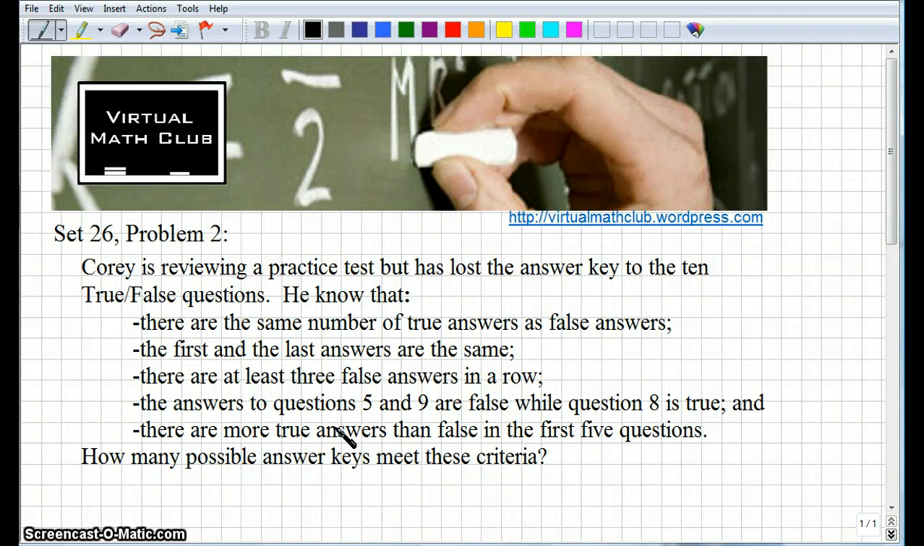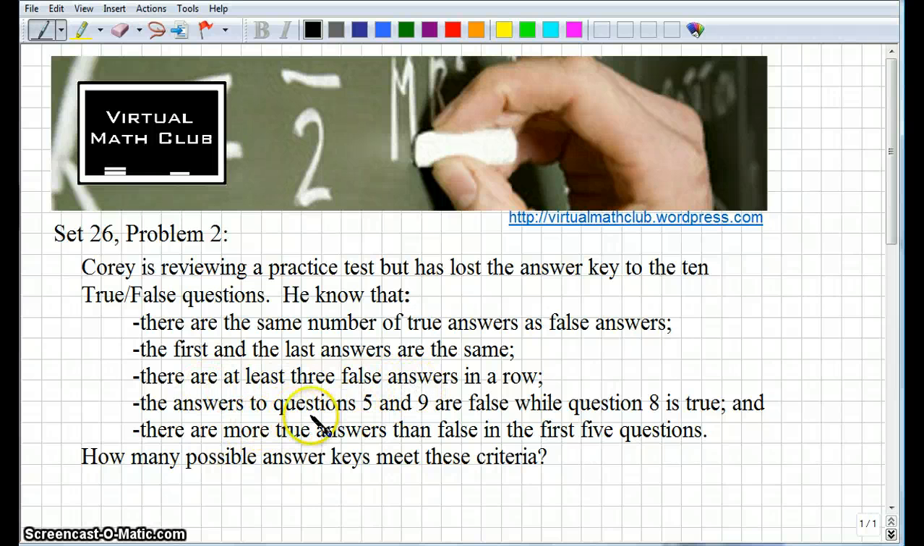Problem number 2. Corey is reviewing a practice test but has lost the answer key to the 10 true-false questions. He knows that, first of all, there are the same number of true answers as false answers. He also knows that the first and the last answers are the same. There are at least 3 false answers in a row.